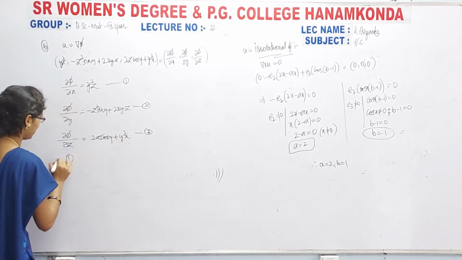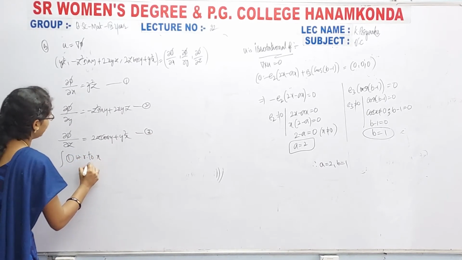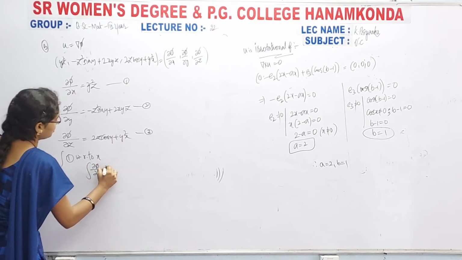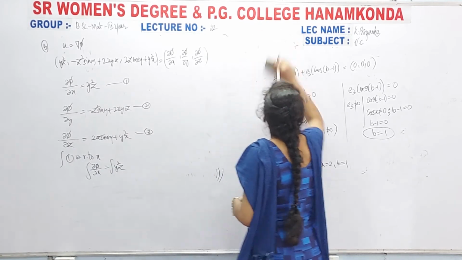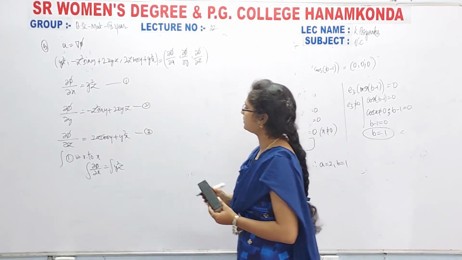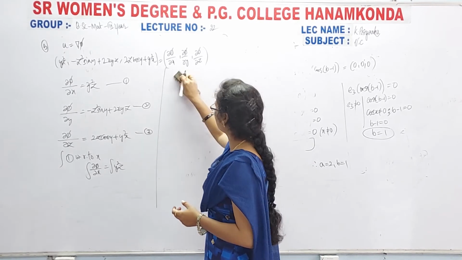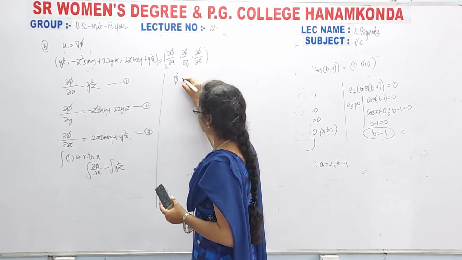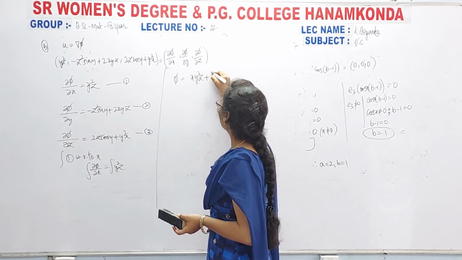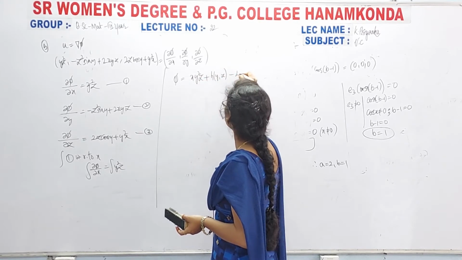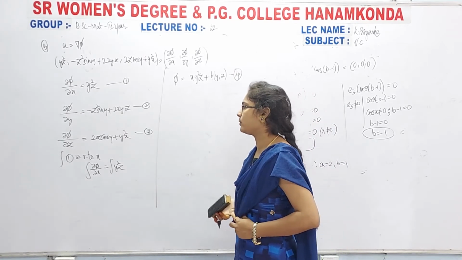Now I am taking equation 1 and integrating it with respect to x. So then what we get? Integration of dou pi by dou x is equal to integration of y square z. So finally, pi is equal to x y square z plus h of y comma z, and this is nothing but equation number 4.